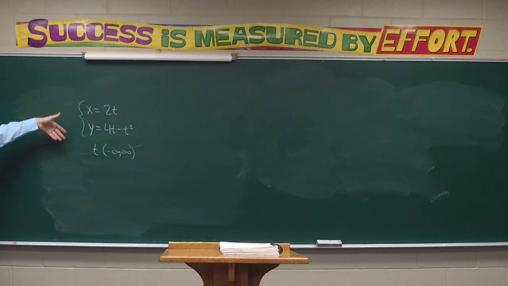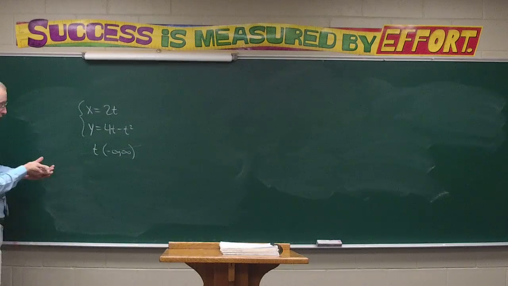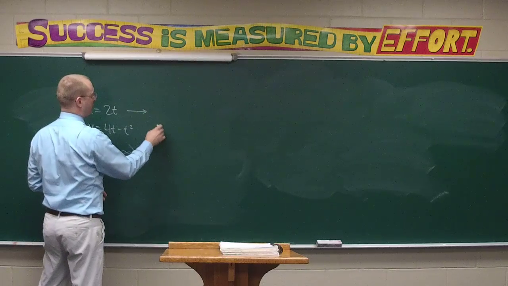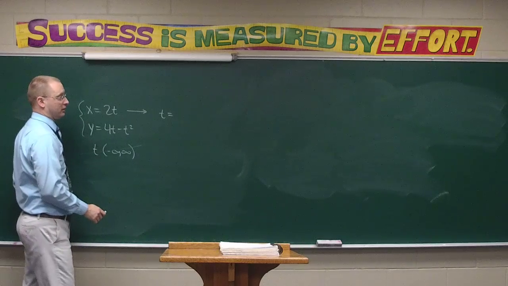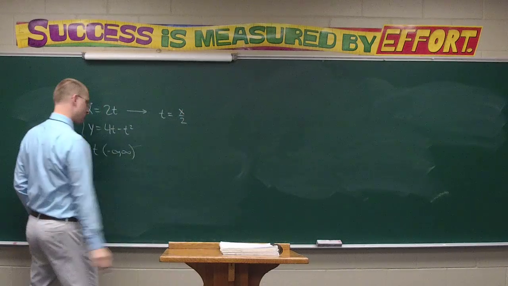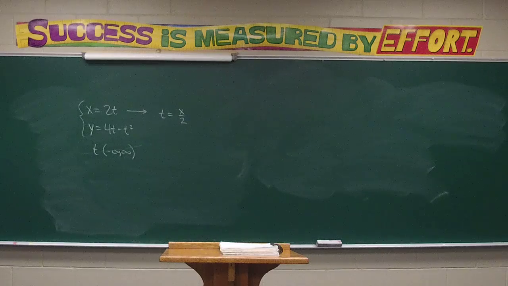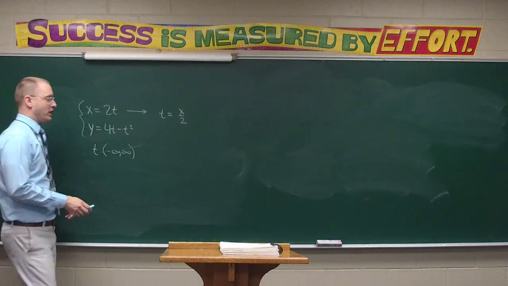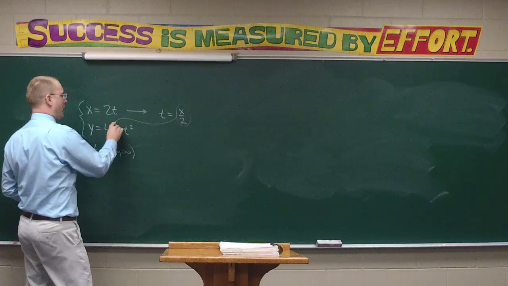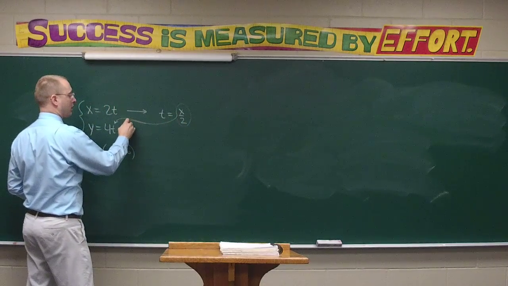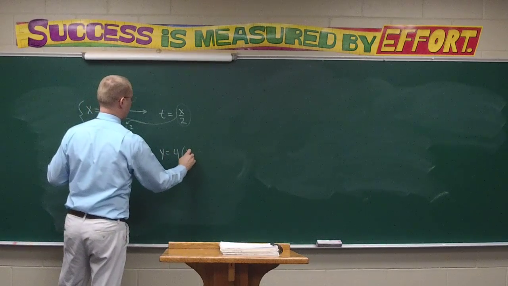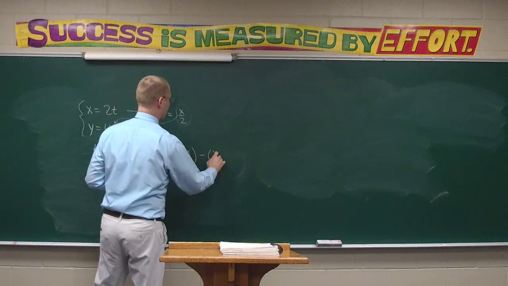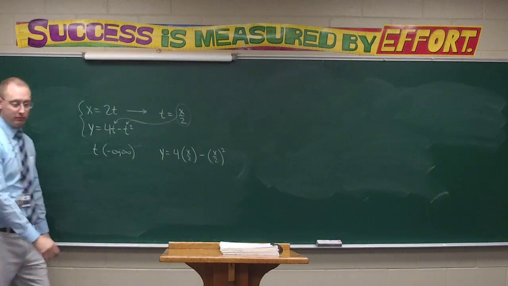Which of these two equations, the x or y equation, appears to be easier? Certainly the x equation. We're going to solve it for the parameter. We're going to get t by itself and say that t is equal to x over 2. Step number 2: substitute for the parameter in the other equation. Which means we're going to take the x over 2 and drop it in right here and right here, so that my y equation becomes y equals 4 times x over 2 minus x over 2 squared.